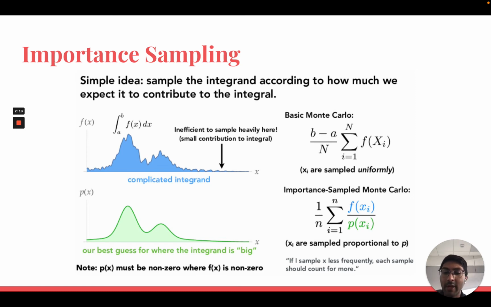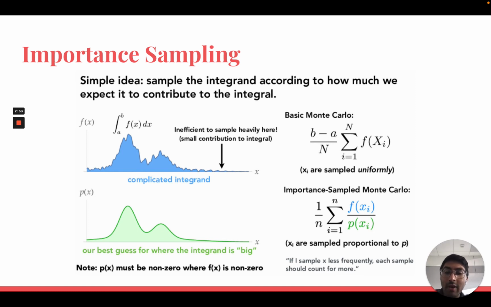So this P of x, our best guess for the integrand, needs to be non-zero probability anywhere f of x can contribute to the integral. But we'll more heavily sample from these high contribution areas. And then the intuition for why we're downweighting the sample values by 1 over P of xi is that if we sample more heavily from some area, so an area where the density is high, then each contribution to the integral should be lower to keep it unbiased. Remember, we need to cancel out P of x.